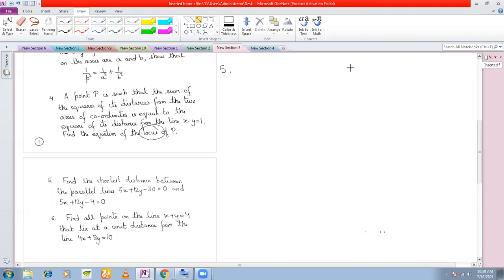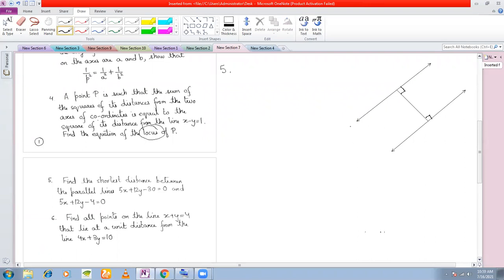So let's draw two parallel lines. What should be the shortest distance between the two parallel lines? You take any point here on any of the two and draw a perpendicular on the other. This will be shortest distance, right?